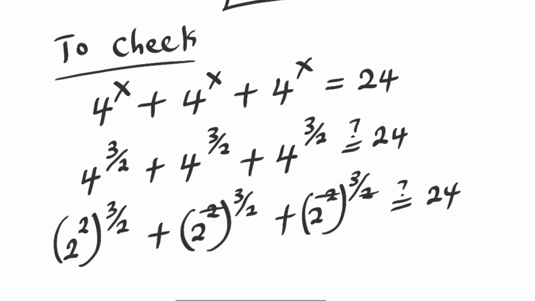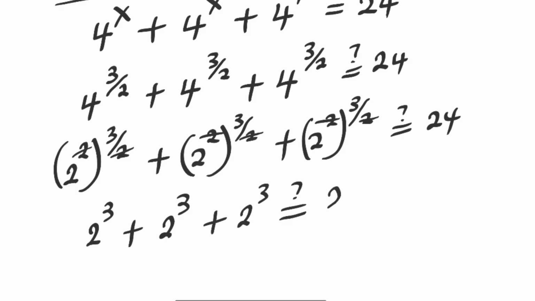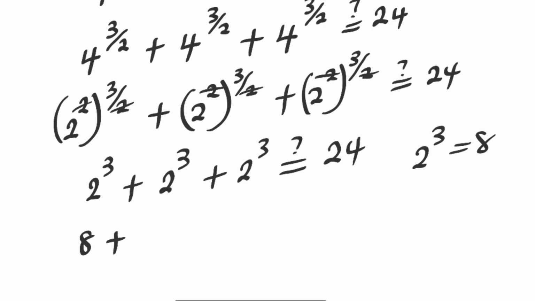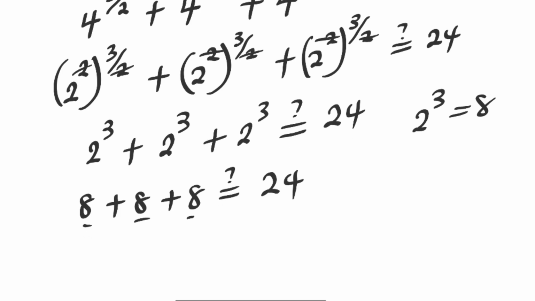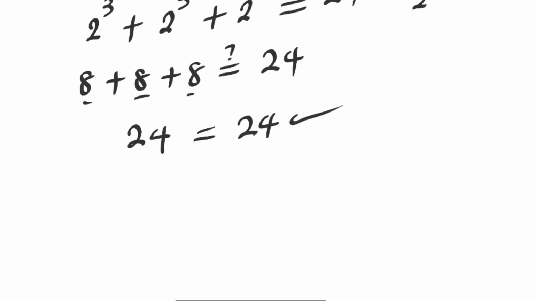These two cancel this, these two cancel this, and these two cancel this too. 2 raised to power 3 plus 2 raised to power 3 plus 2 raised to power 3 must be equal to 24. Then 2 raised to power 3 is equal to 8. This is 8 plus 8 plus 8 must be equal to 24. 8 plus 8 plus 8 here is 24 is equal to 24, which is true.